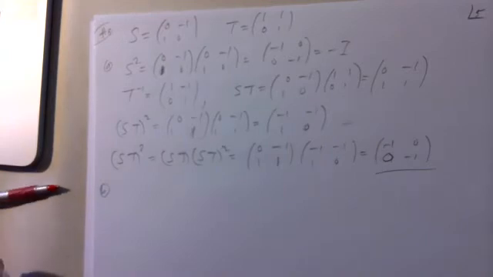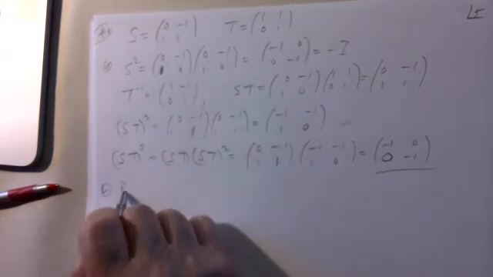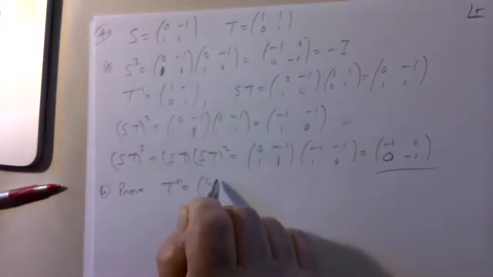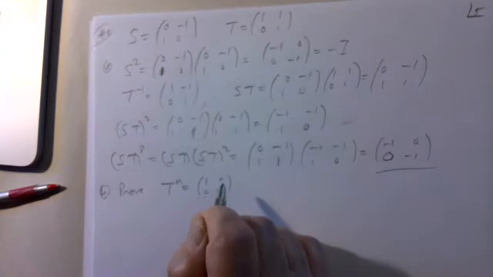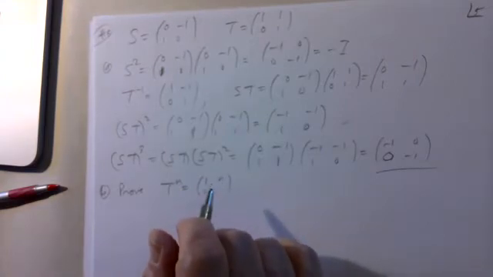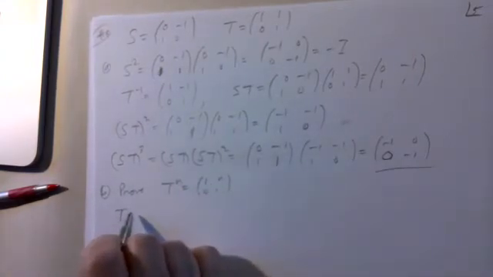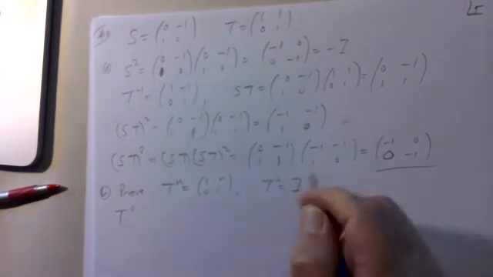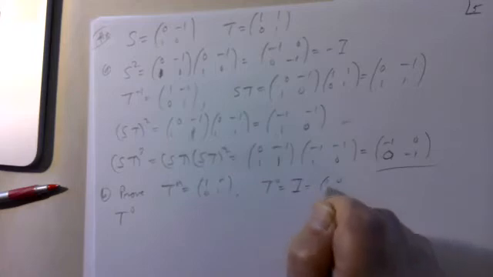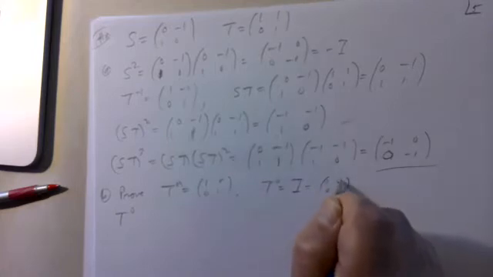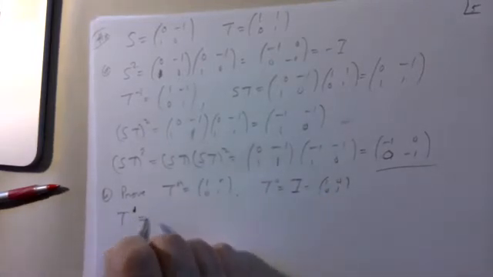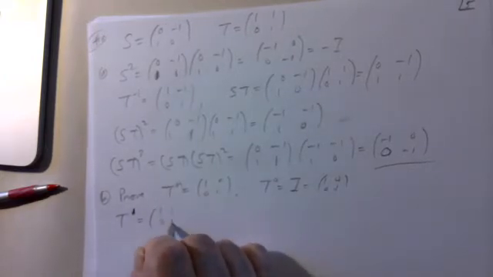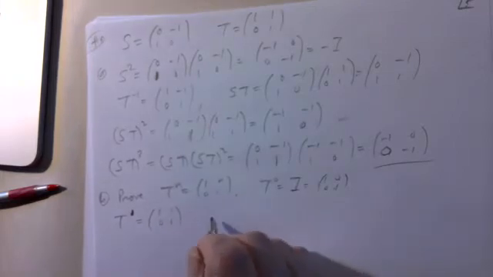Part B, prove by induction that T to the n is [1, n; 0, 1] for all non-negative integers n. So first of all, T to the 0 is always the identity. That's [1, 0; 0, 1]. T to the first power is [1, 1; 0, 1], which is exactly this formula.